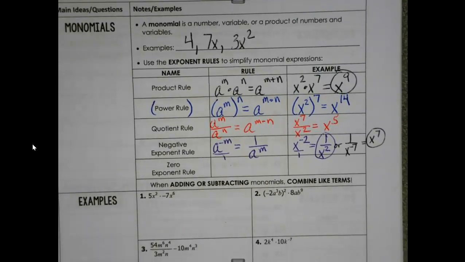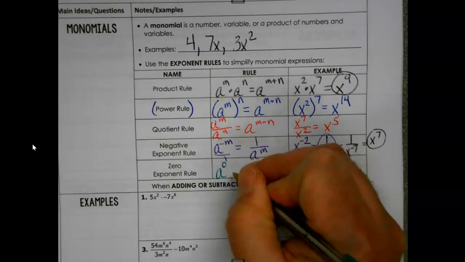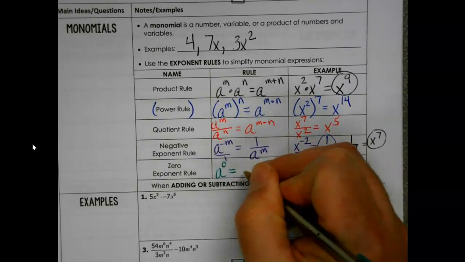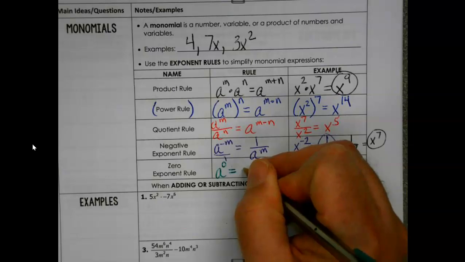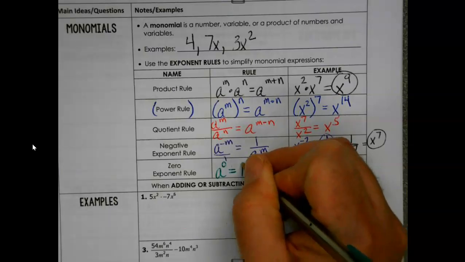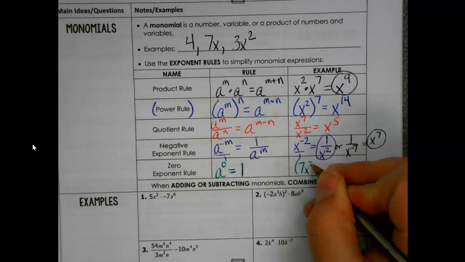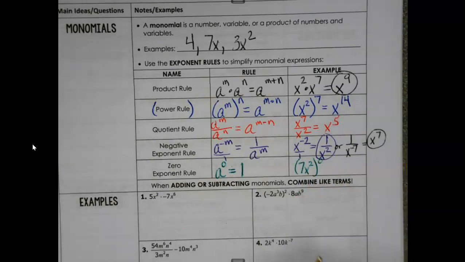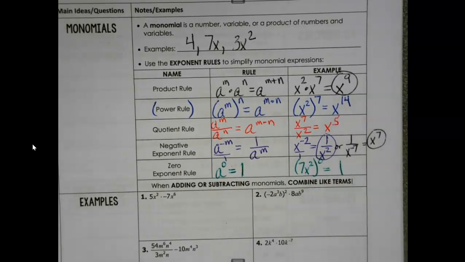And then my personal favorite, the zero exponent rule. What does anything to the 0 power equal? Close. Thought I heard it. Nope, not 0. Just 1. So no matter what it is, even if there's multiple things going on there, 7x squared to the 0 is still 1. So those are the rules to play with.